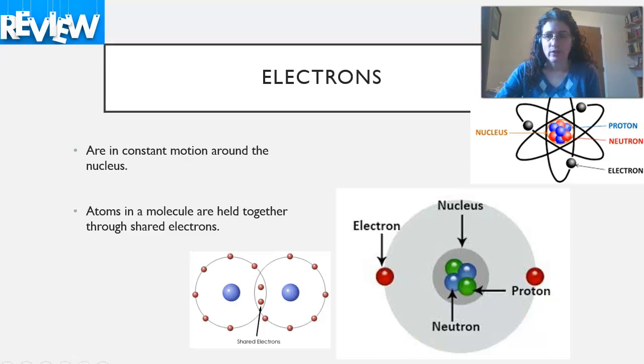So those electrons are in constant motion around the nucleus, and the atoms are held together in molecules, so they bond with each other. It's the electrons that will bond with each other, and that's what allows the atoms to hold together, like those Lego blocks or Lincoln Logs. They connect and they hold themselves together that way.